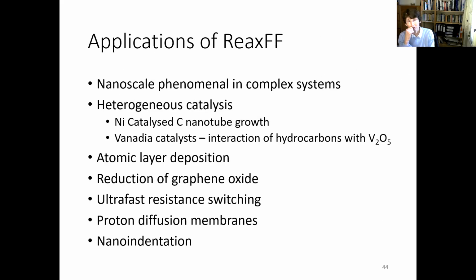So what things can we do? Well, any nanoscale phenomena or complex systems you can tackle with this. Basically, catalysis, one of the original aims of the potential set, things like atomic layer deposition and reduced graphene oxide, resistive switching, protein diffusion, nanoindentation. These are some of the things I picked up from the literature that have used these ReaxFF potentials. So basically, things that actually need bond breaking and forming, these are the best potentials for.